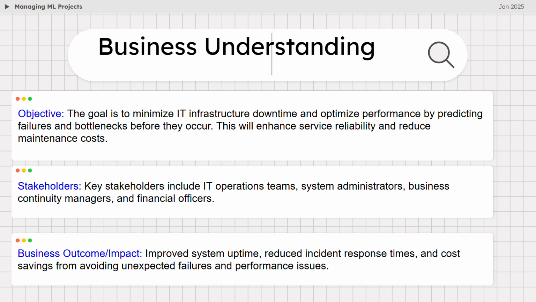Business understanding. I think the goal, the objective, is to minimize the IT infrastructure downtime and optimize the performance by predicting failures and bottlenecks before they can occur. Optimize performance in the sense that if you had allocated too much of a resource to one part of the application but it is underutilized, you could have a prediction saying this part of the resourcing can be moved to another application which is in high demand. So this will enhance service reliability and reduce maintenance costs. This is going to be the model objective.